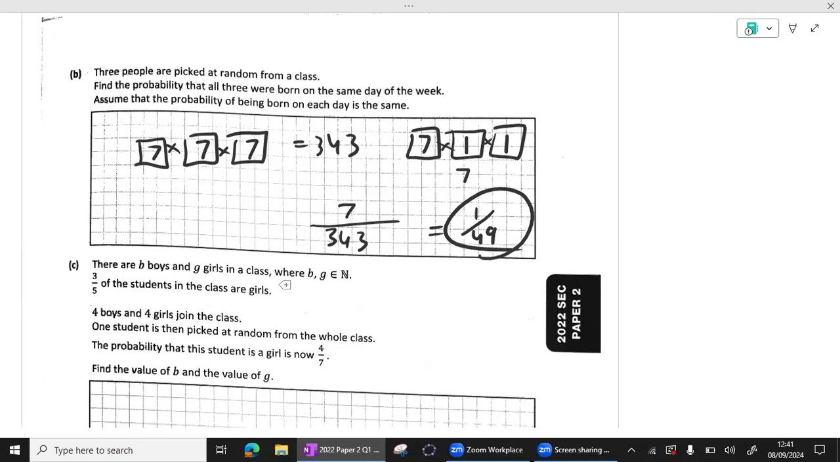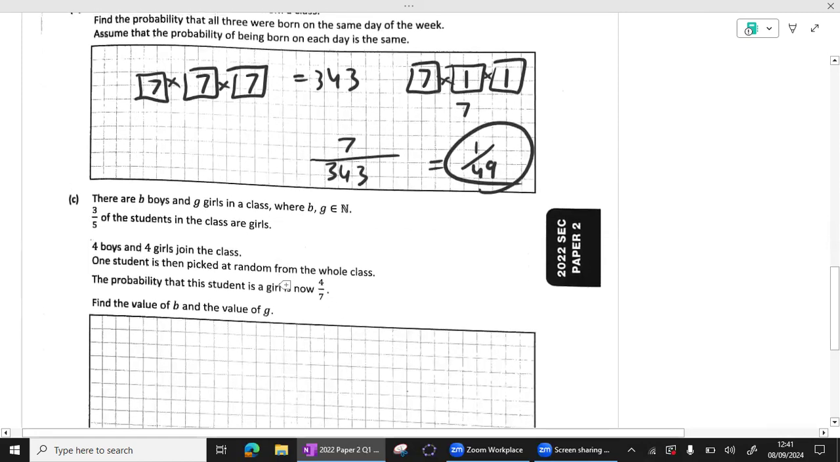Okay, part C, there are boys and girls in a class where B and G are elements of N. Now, if it's number of boys and girls, well, obviously it has to be a natural number, because the smallest number of boys I could have would be no boys. I couldn't have a negative. So 3/5 of the students in the class are girls.